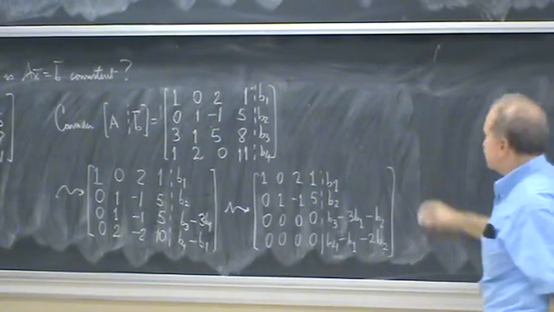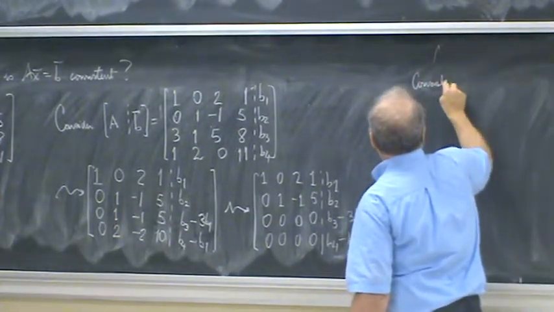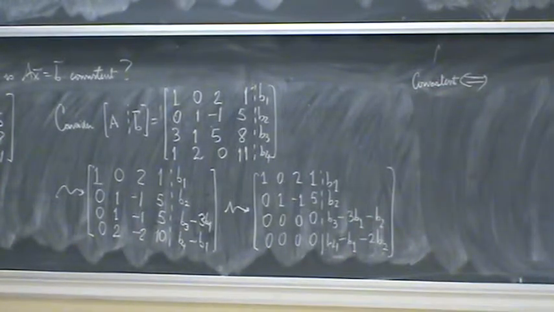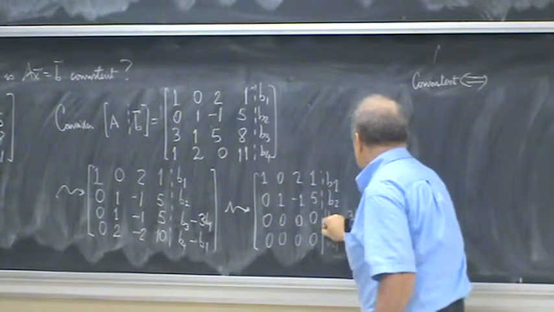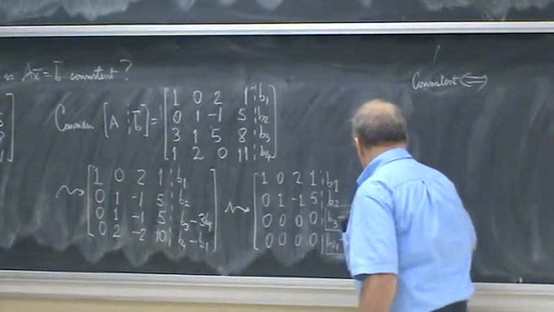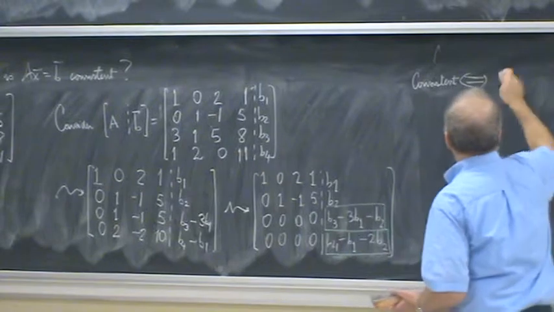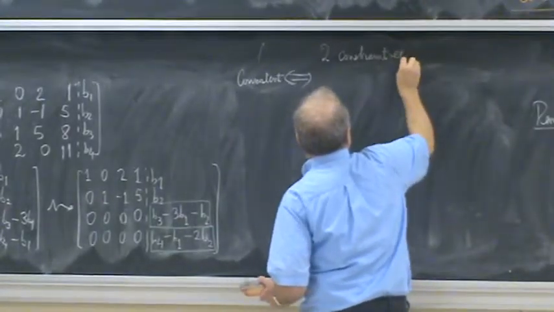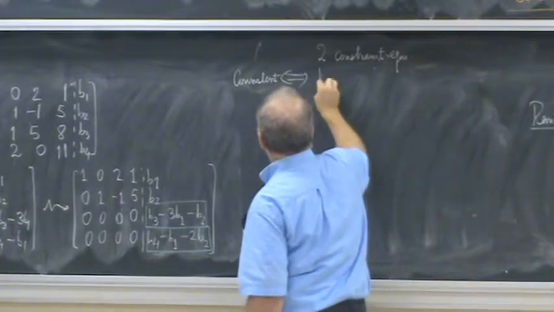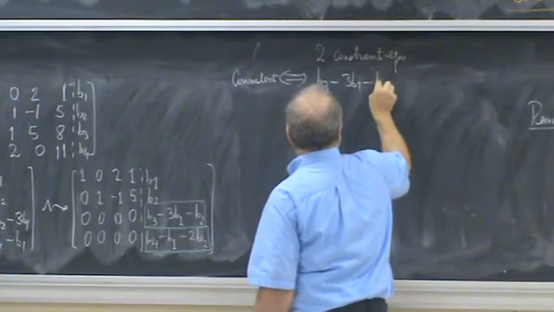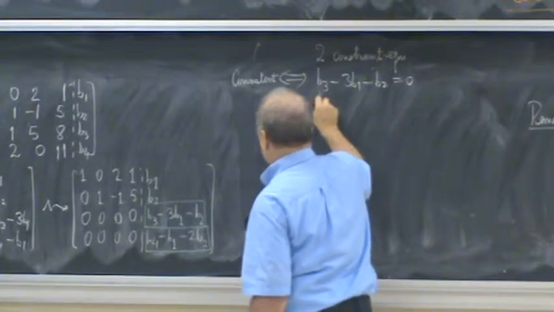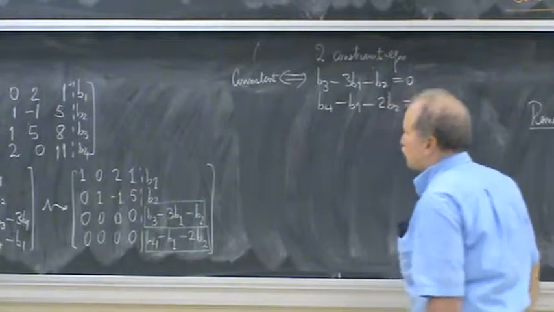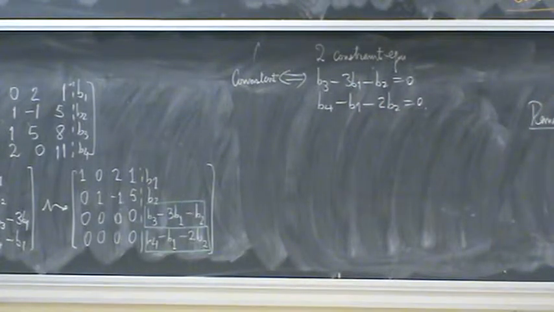So again, what do you now say? It's consistent if and only if what happens? All those guys have to be 0, right? This has to be 0, and this has to be 0. We now have two constraint equations. So what does that mean?